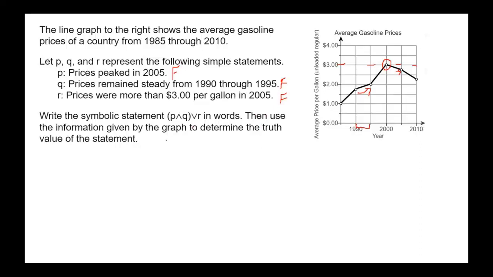The last sentence says, use the information given by the graph to determine the truth value of the statement. That truth value will actually be based on the same logic that we were using before, where we apply the rules. We know that P is false. We know that Q is false. And is only true if they are both true. Since here they are not both true, we know that this original part is false.